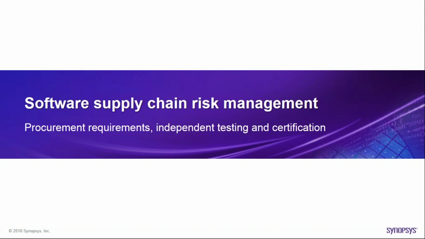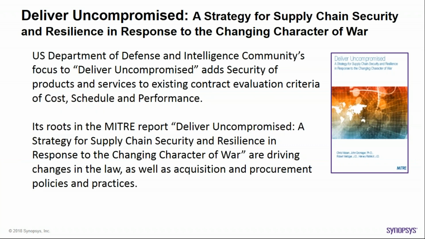And so the overall message has been that software supply chain risk management is more than just about the development side. If you're acquiring software or software-enabled capabilities, it's important that you understand what your developers are doing. But when you're not the developer yourself, you can actually take control of this: procurement requirements, independent testing and certification. One of the most recent examples came out of the Department of Defense, where DoD and the intelligence communities put a focus on Deliver Uncompromised, which adds security of your products and services to existing evaluation criteria used on cost, schedule, and performance.